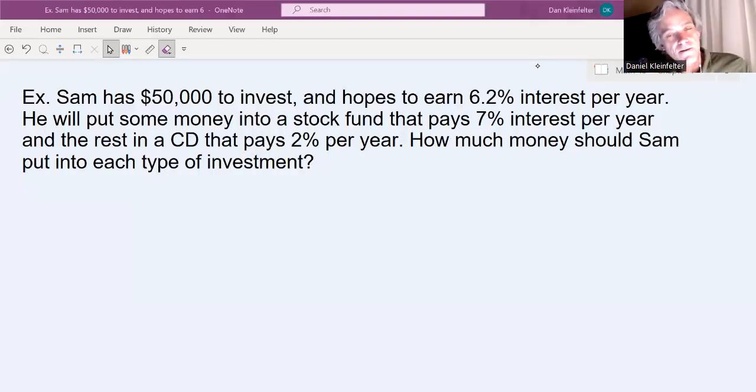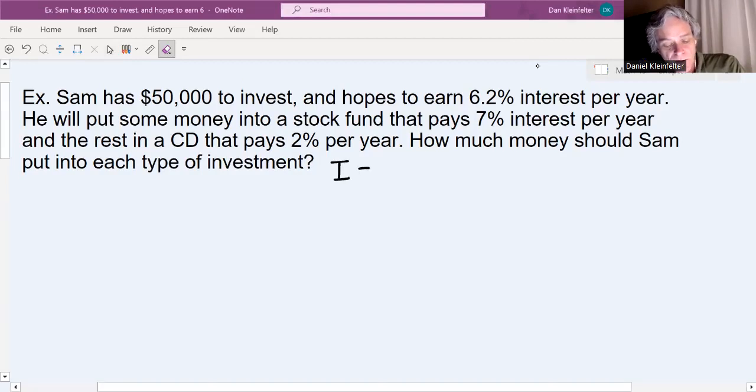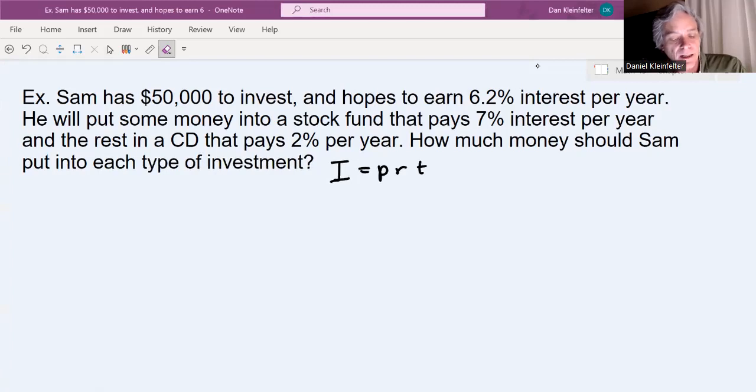Our next mixture problem that we'll look at is an investment problem. This one involves using simple interest. As a reminder, the formula for simple interest is I is equal to P times R times T. I is the dollar amount of interest that's earned. P is the principal or amount borrowed or lent or invested. R is the interest rate turned into a decimal, and T is the time.